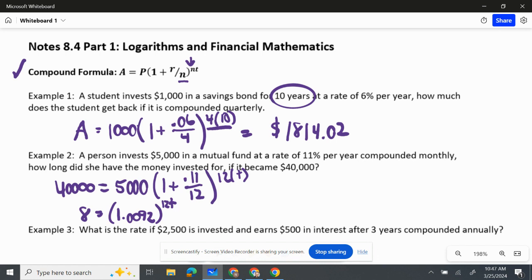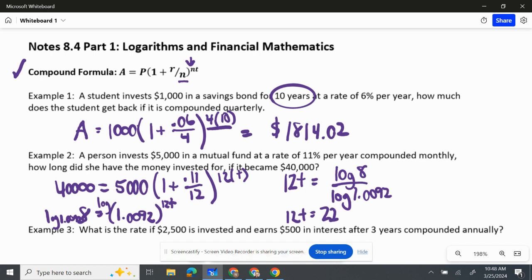Now I'm rounding the values, but on my calculator, I'm keeping it exact, and then I round it at the very end. So if you remember from last time, how we get rid of bases is we do logs. So what we're going to do is we're going to do the log of 1.0092. So if you remember change of base formula, what we do is log of 8 divided by log of 1.0092. And that right there gives us 227.89. I'm going to divide it by 12. And once again, I'm using the exact number and then I round at the very end. It ends up being 19 years.